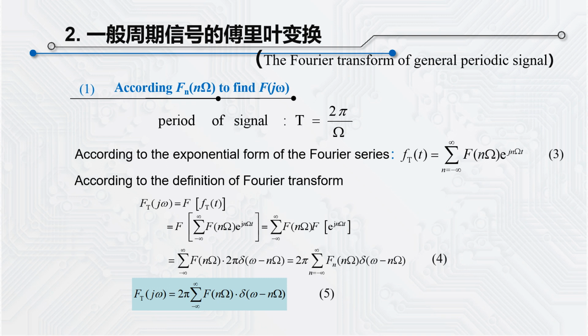That is to say, when we solve the Fourier transform of periodic signal, we will find that there is a certain relationship between its Fourier transform and the coefficient of its Fourier series. The Fourier transform of a periodic signal is an impulse train. These impulses appear at n omega. That is to say, they appear at each harmonic. Its intensity is 2 pi F(n omega), so that the Fourier transform of a periodic signal is related to the coefficient of its Fourier series.